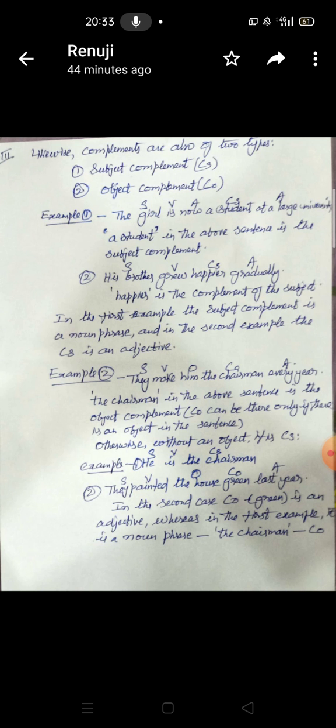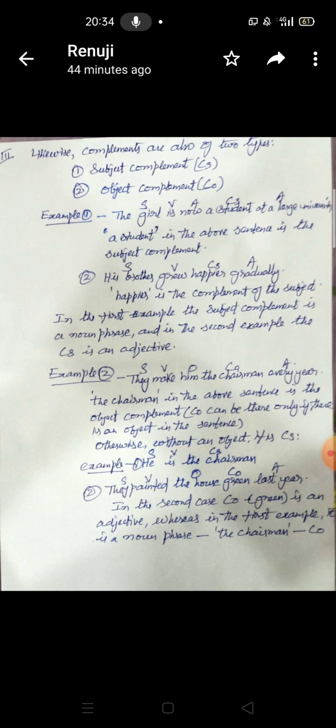Now let's have a look at this example. The girl is now a student at a large university. So the girl here is the subject, is the verb, now is the adverbial, and a student is a complement of the subject, because we do not have any object here. So it is a complement of the subject, and at a large university is the adverbial.